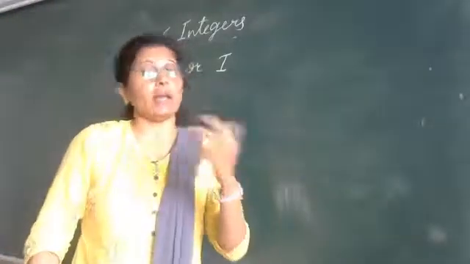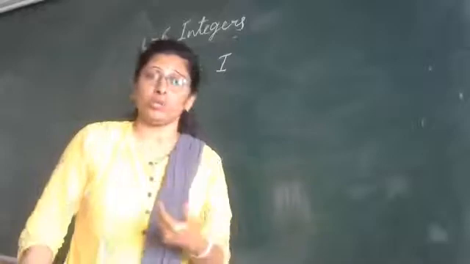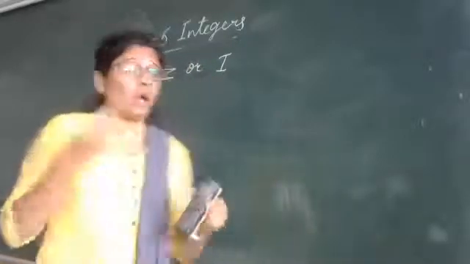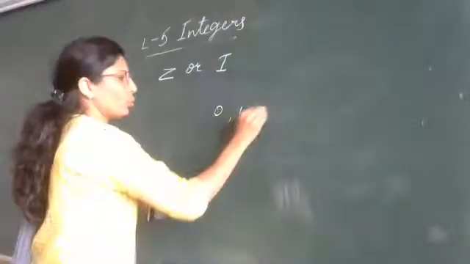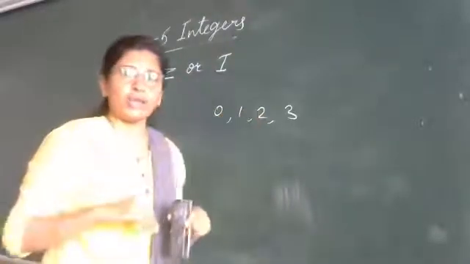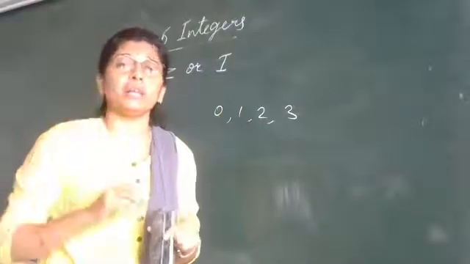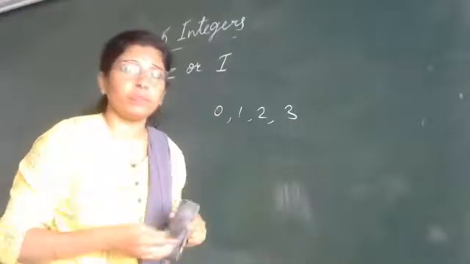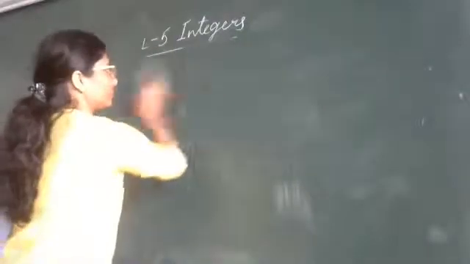Now we got to know that there are negative numbers also and positive. But where can we write them? We know that 0, 1, 2, 3, and 0 is the smallest number. Then where will you write the negative numbers? Where do they come on the number line? That we will see.